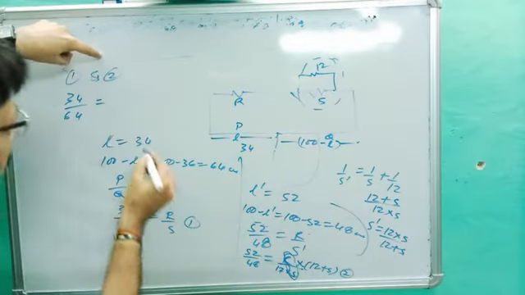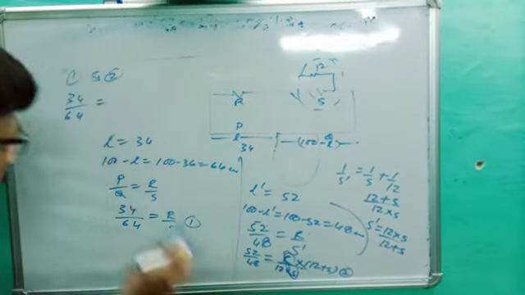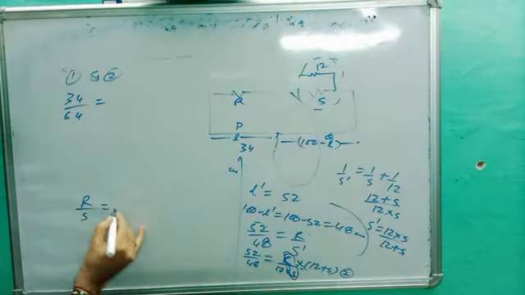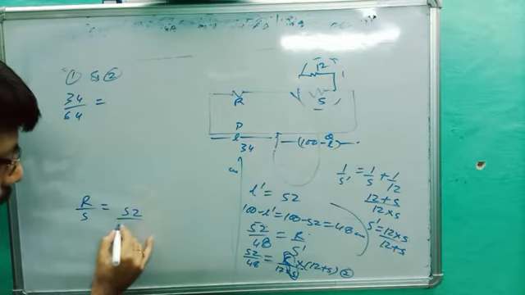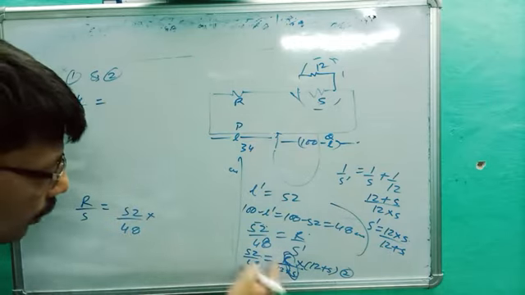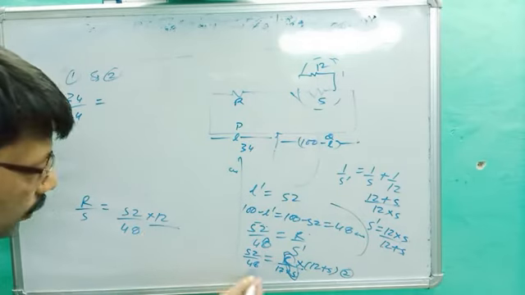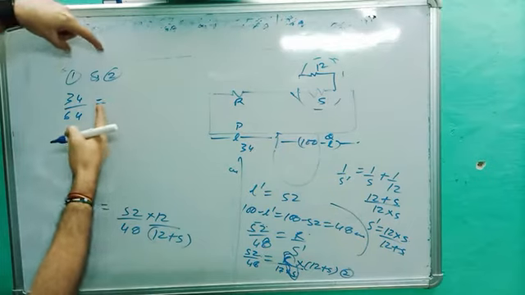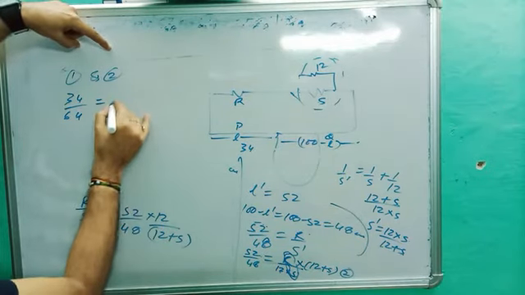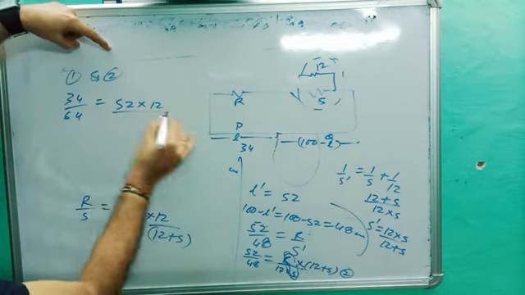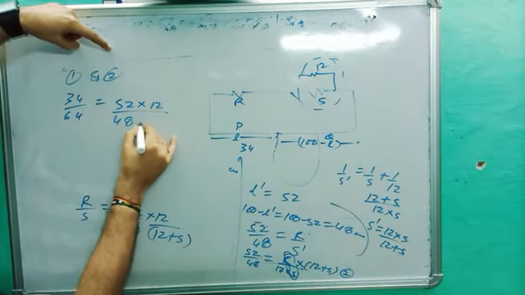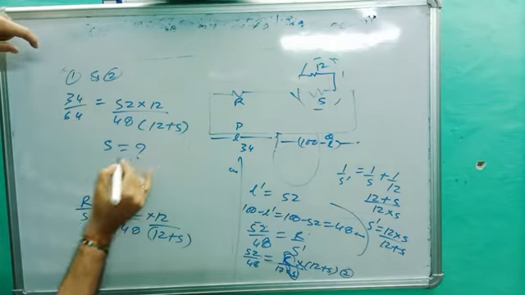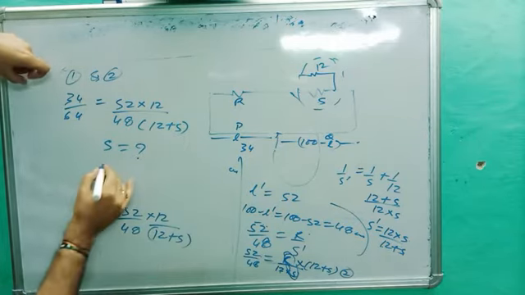Cross multiply. What do we get here? First you trace the value of R by S. R by S is equal to 52 upon 48, multiplied by, cross multiply by 12 plus S. This is the value of R by S. Because here we need R by S, it becomes 52 into 12 upon 48 into 12 plus S. Okay, now cross multiply and find the value of what?